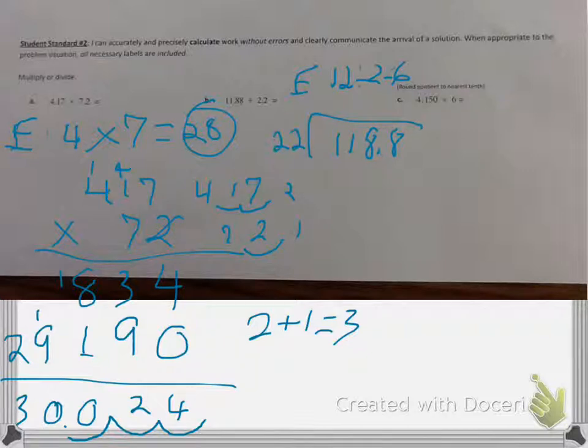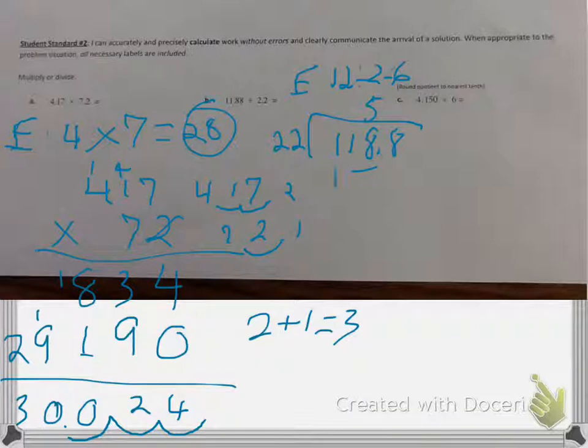First question I ask myself, can 100 be split up into 22 groups? No, so I need to split that up into tens. So now I have 11 tens, because 10 tens plus 1 ten is 11 tens. 11 tens, can they be split up into 22 groups? No, because I only have 11 of them. So I need to split them up into ones. So 11 tens would be 110 ones, plus the 8 ones that you already have is 118. So 22, I need to think about how many 22s can fit into 118, and it's 5.